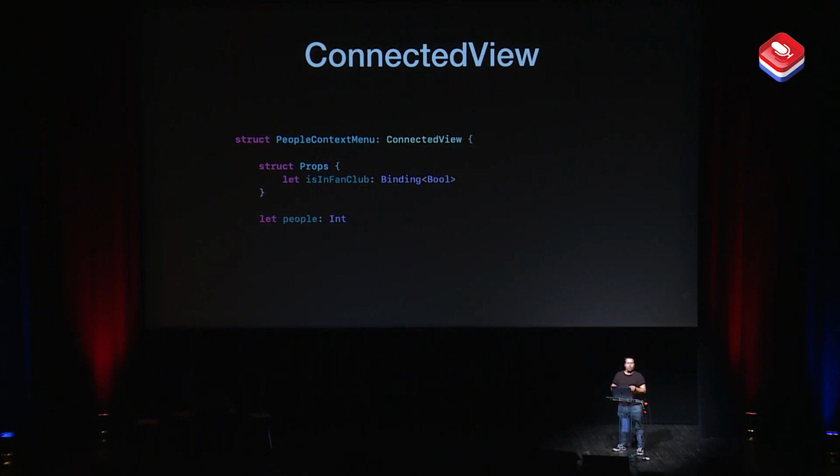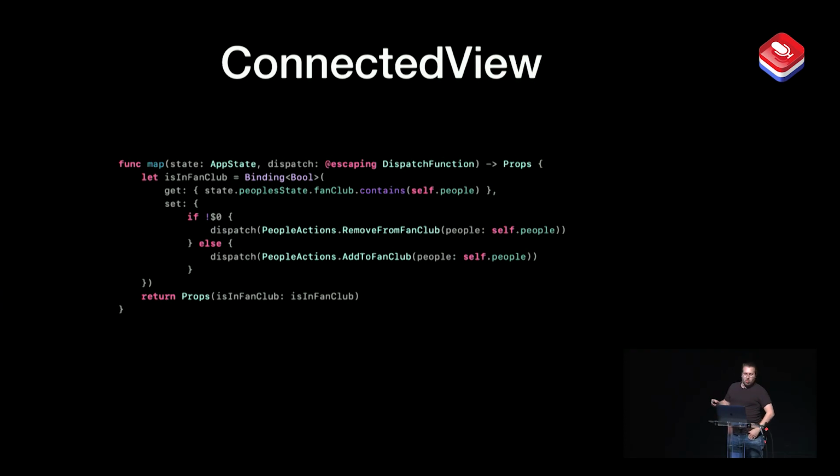So I just need one Boolean, and here I'm wrapping the Boolean into what's called a binding, and it's a custom binding. So it's very powerful because it means I will be able to write a getter and a setter. And then SwiftUI will call my map state, my framework will call my map state to props function. And here I'm creating my custom binding. So in the getter, I'm just deriving, asking my state if the fan club contains this actor.